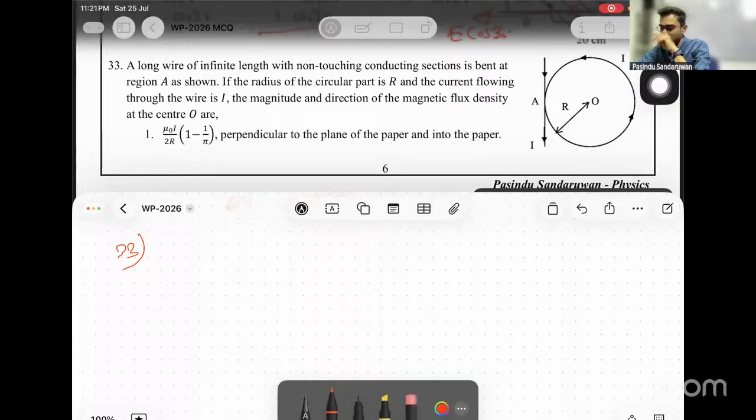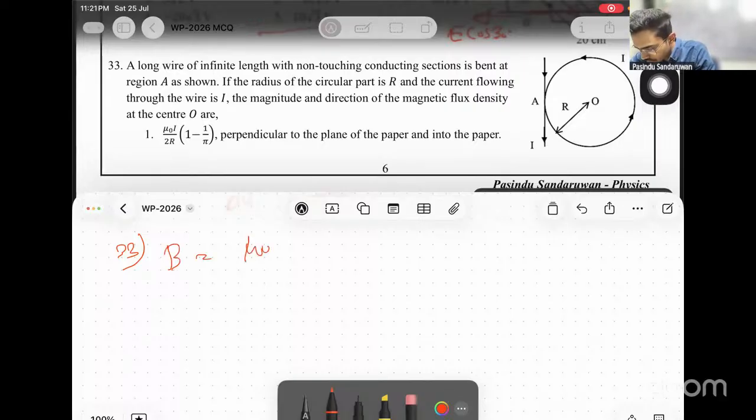Okay. First apply the right hand rule and check the directions. From the linear part, when current flows downwards, the field is outwards. And from the circular part, that is also outwards. Then they are going to add up.